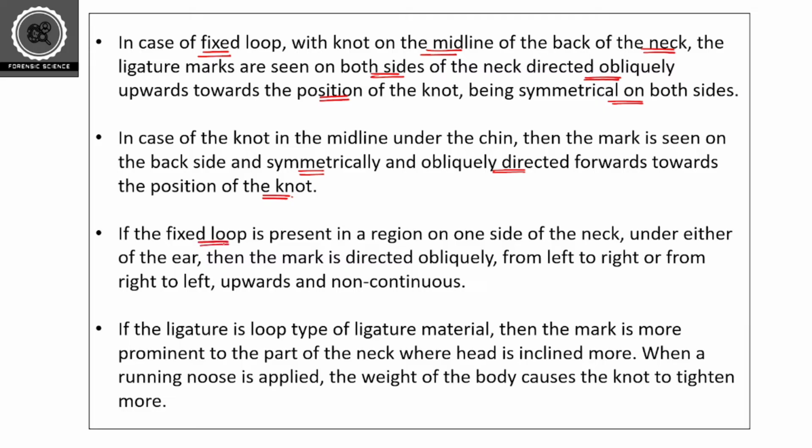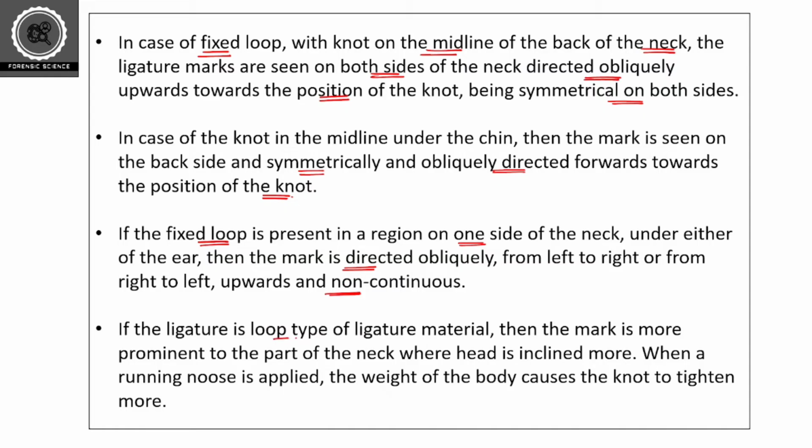If the fixed loop is present on one side of the neck, under either of the ears, then the mark is directed obliquely, from left to right or from right to left, upwards, and in a non-continuous manner. So it will be present in a non-continuous manner.